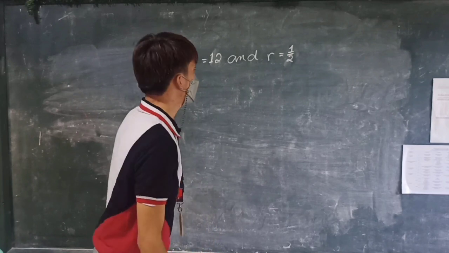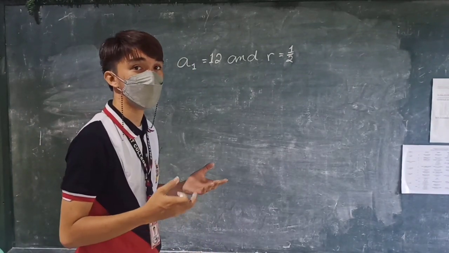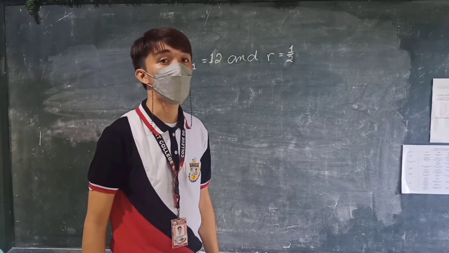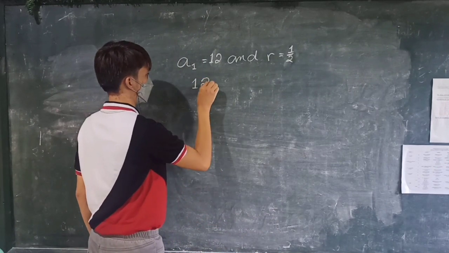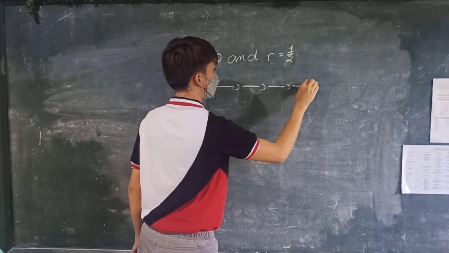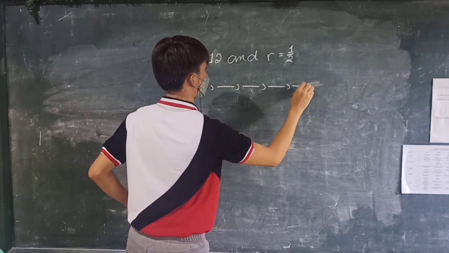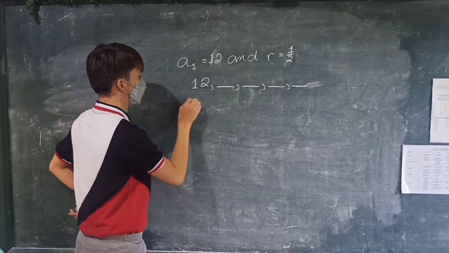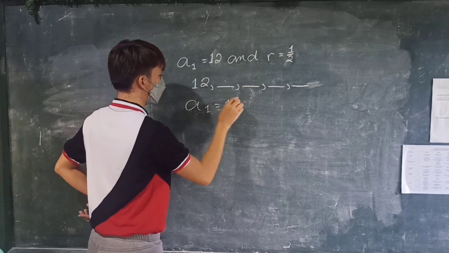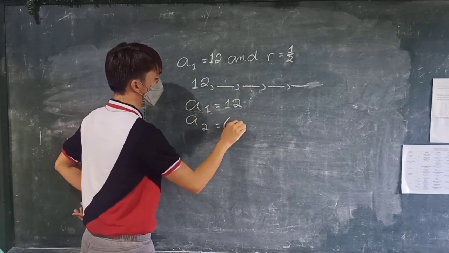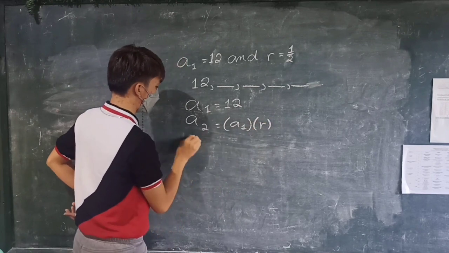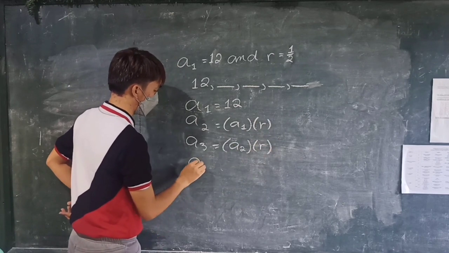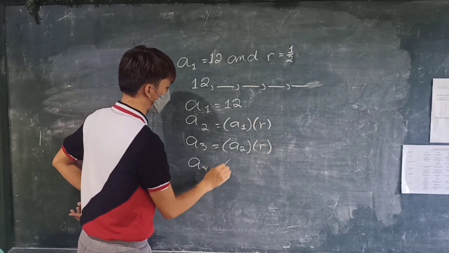Another example, we are going to determine the first 5 terms of the geometric sequence given the first term, which is equal to 12, and the common ratio, which is 1/2. First 5 terms. Alright. So, the first term is equal to 12. For the second term, the same, what we did earlier, until the 5th term. Purely the use of multiplication here.